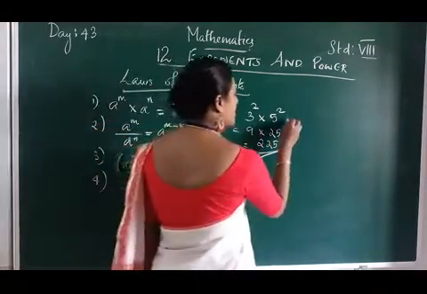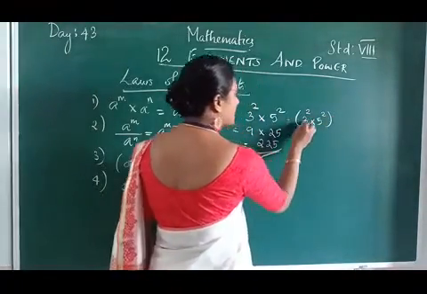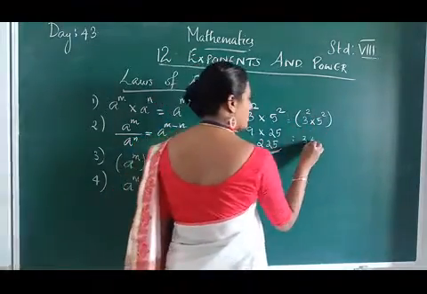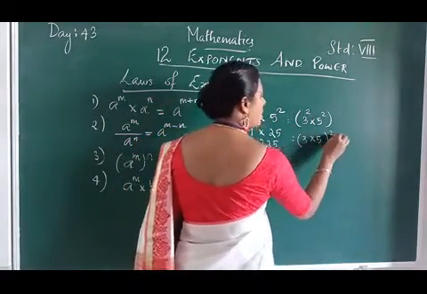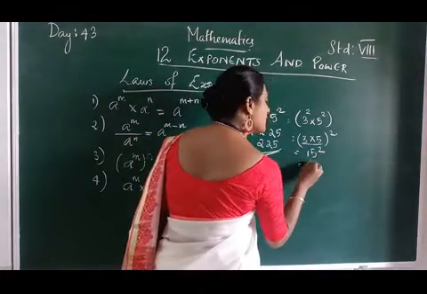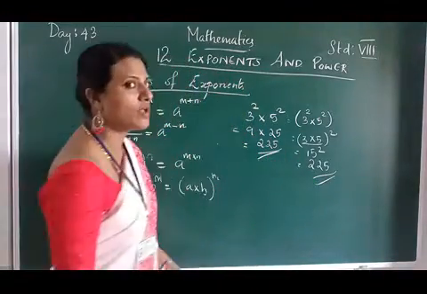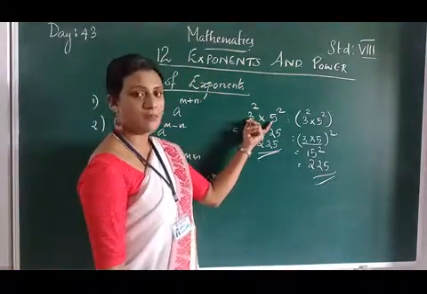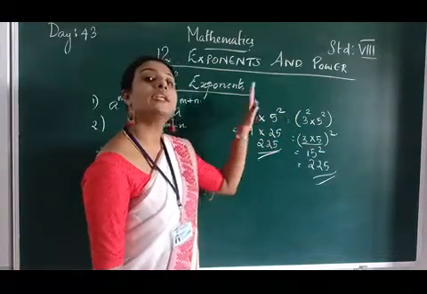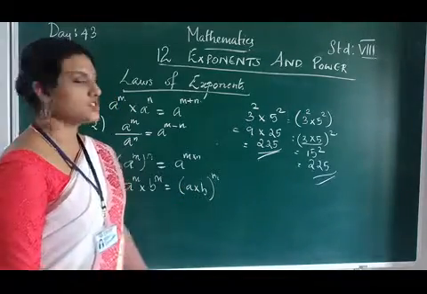Okay, then 3 square into 5 square means 3 into 5, take the common power and put the power outside. Same idea: 3 into 5, the whole square. And what is 3 into 5? 15 square. What is 15 square? 225. Same answer you are getting. So the base is different but the power is the same, so wherever you see the same power, you can take that power outside. That is a into b, the whole raised to n.